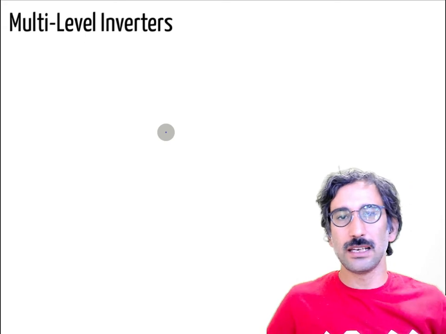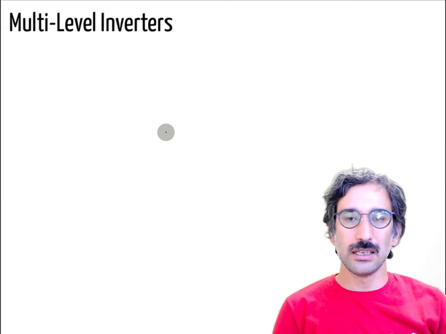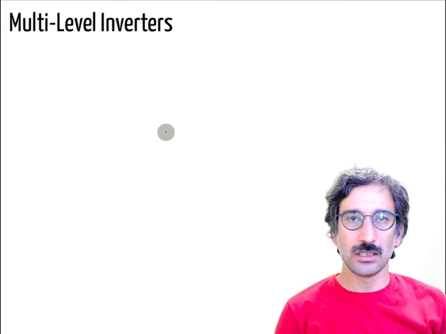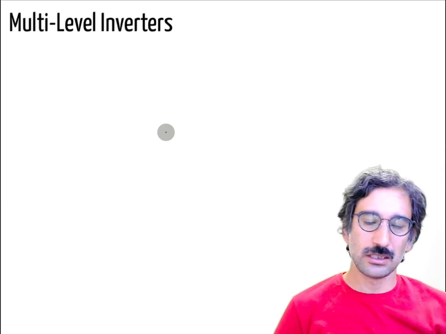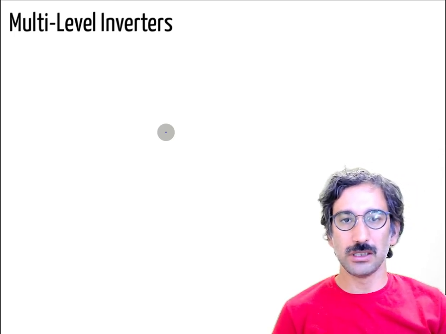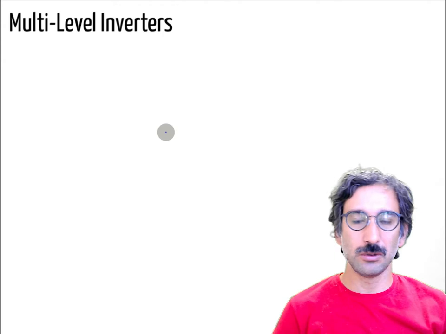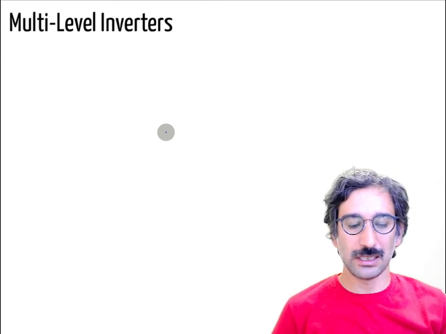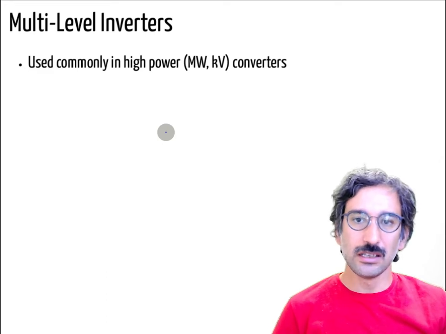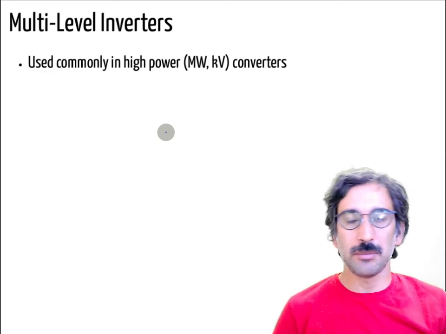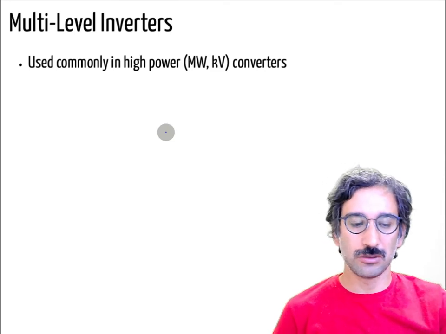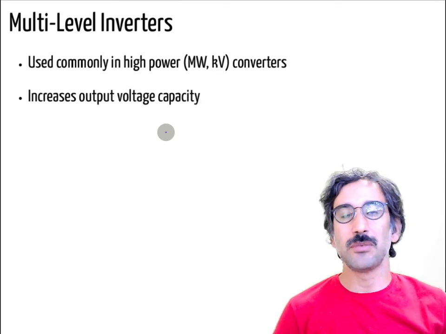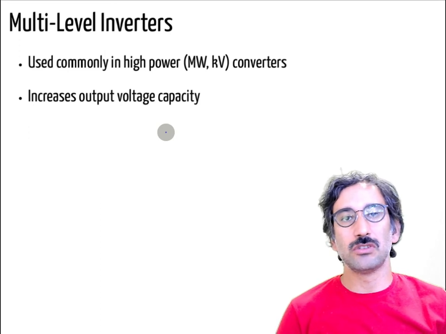Okay, so the next topic that I would like to talk about is the multi-level inverters. Multi-level inverters are again becoming more popular with applications like photovoltaic inverters, like HVDC converters, that kind of things. And they are commonly used in high power applications like in the megawatt or kilowatt ranges. So it can be used to increase output voltage capacity.